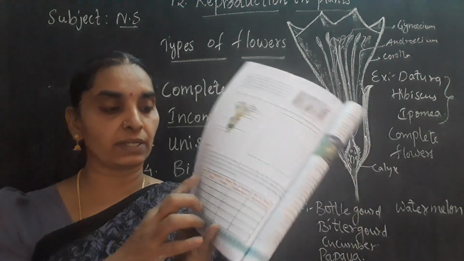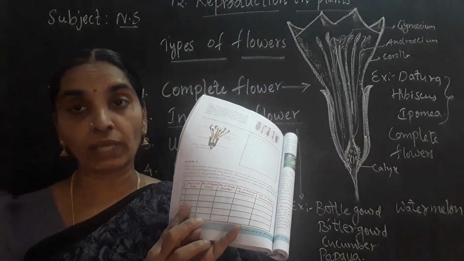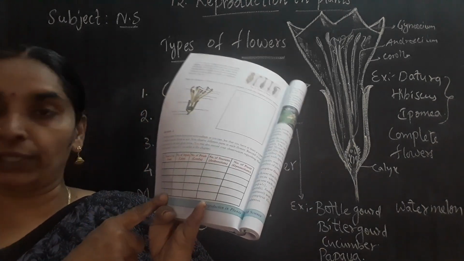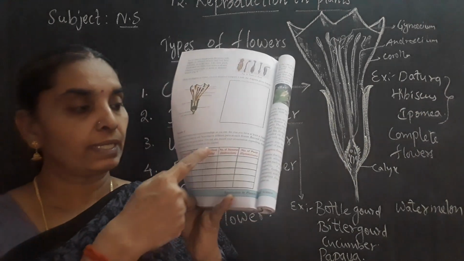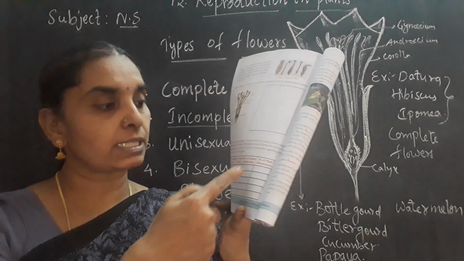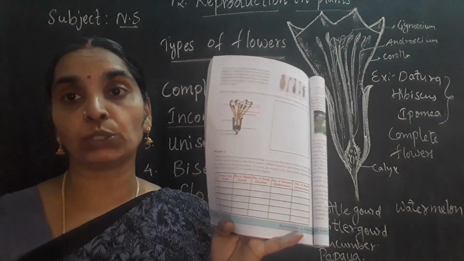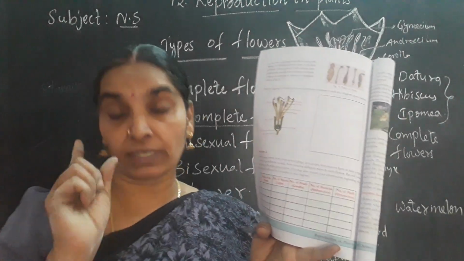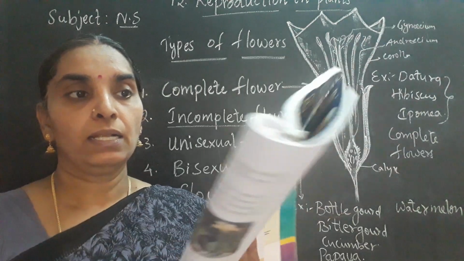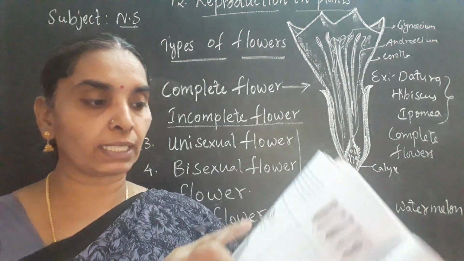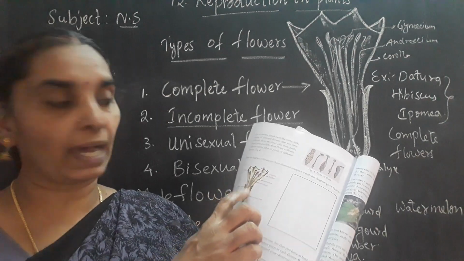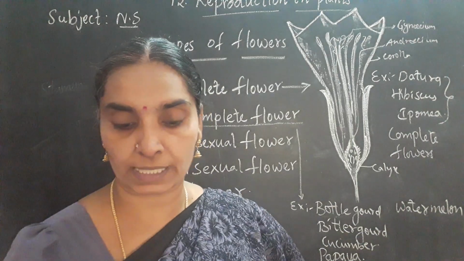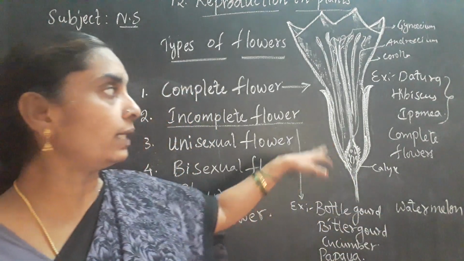Next, take four types of flowers, that is datura, hibiscus, papaya if you have, or bottle gourd, ipomoea, watermelon, any flower, and write the number of sepals, petals, stamens, and pistils in it. If you see the datura flower, it contains 5 petals, 5 stamens, and 1 pistil. Each datura flower consists of a single pistil, the female part, and 5 stamens. You can count and write for a datura flower.